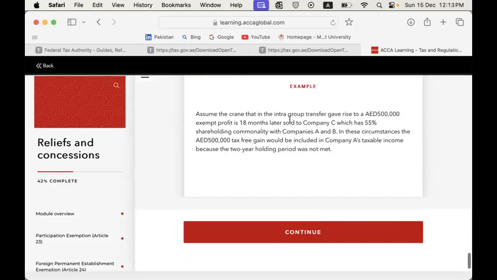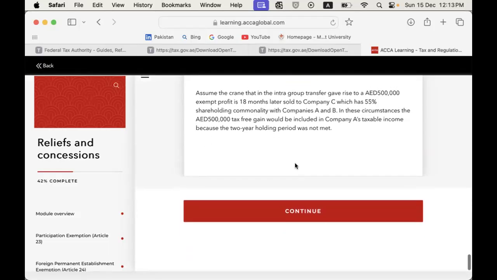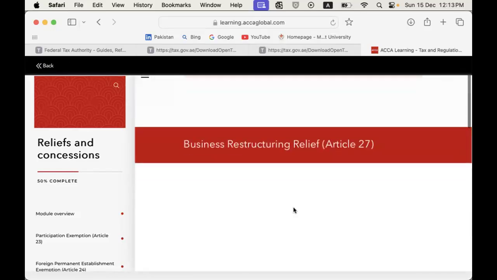Assume the crane that in the intragroup transfer gave rise to 500,000 exempt profit, in 18 months, later sold to company C, which has 55% shareholding commonality with company A and B. So 55% is not the same as 75%, right? So this company C is not part of the qualifying group. In these circumstances, the 500,000 tax-free gain would be included in company A's taxable income because 2 years holding period was not met.